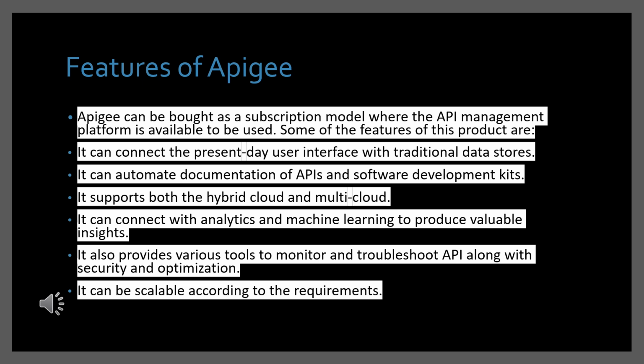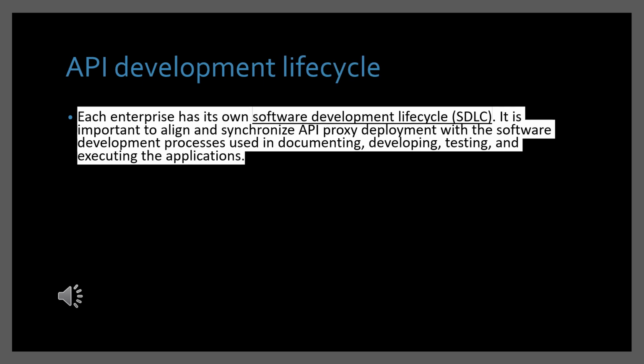It is scalable, so we can make it very useful for our application development, and it also provides various tools to monitor and troubleshoot APIs along with security and optimization. API development lifecycle: each interface has its own sort of development lifecycle. Likewise, we have to align and synchronize API proxy deployment with the software development process, including documentation, developing, testing, and executing the applications. That is how the API development lifecycle runs.